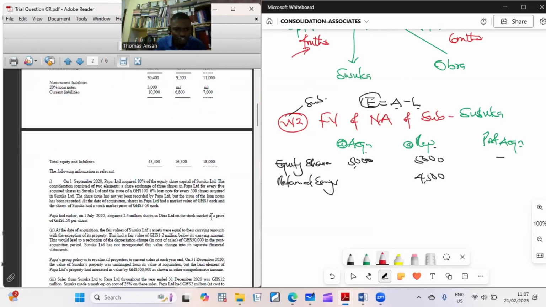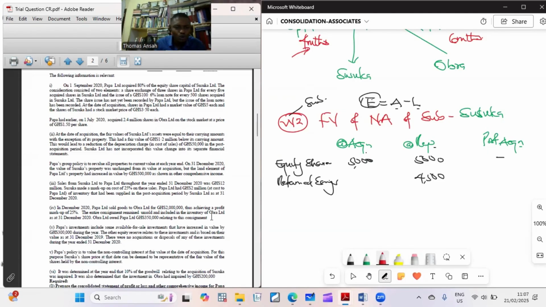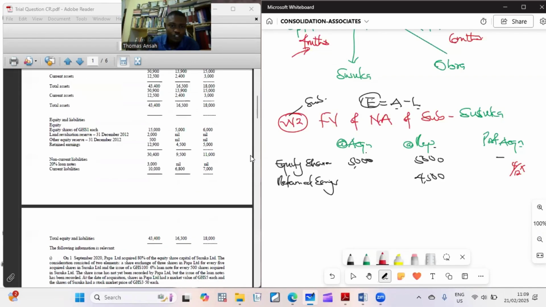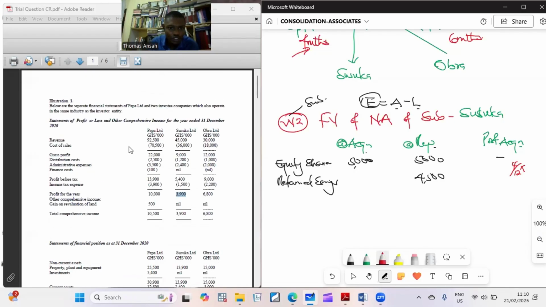3,900. And they didn't tell you anything unless they told you that there is an intra-group loan or something inside what you are doing. But if there is no intra-group loan, then fine. All right. So you have 4 months, meaning that post-acquisition is 4 months, 4 over 12, multiplied by the profits. This profit is the profit for the whole year. The P&L is prepared for 12 months. So for this figure, 3,900, you have to find the post-acquisition.